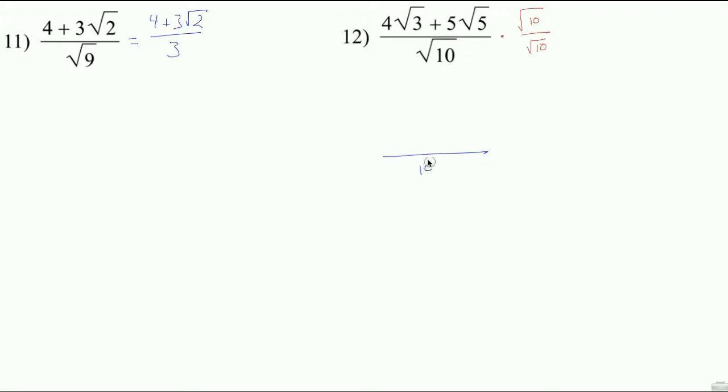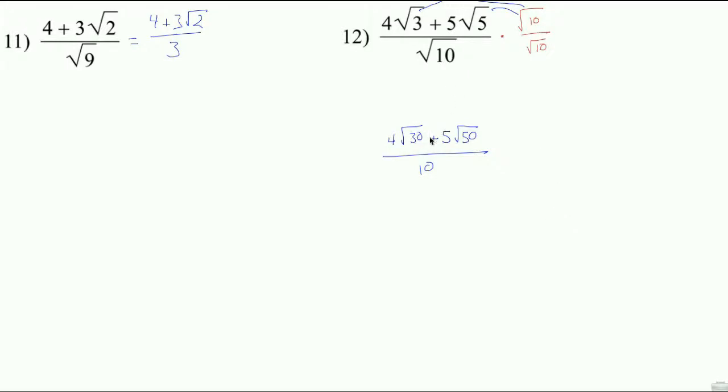So we have 10 in the denominator, and then the numerator is just a multiplication problem where we have to distribute. So we have root 10 times 4 root 3. Well, we have the 4 here. 3 times 10 is root 30. Plus 5 root 5 times root 10. Well, we have the 5 out here. And then 5 times 10 is root 50.